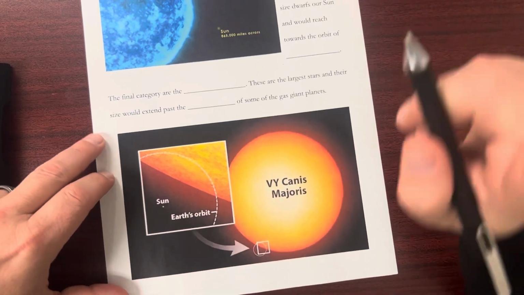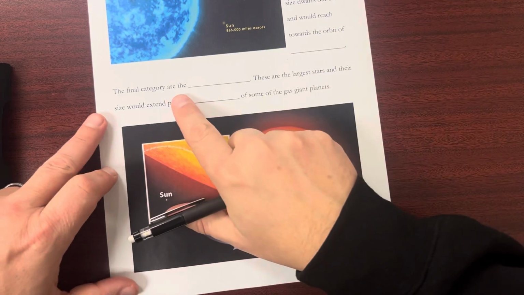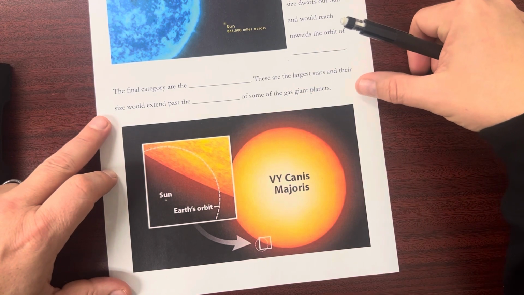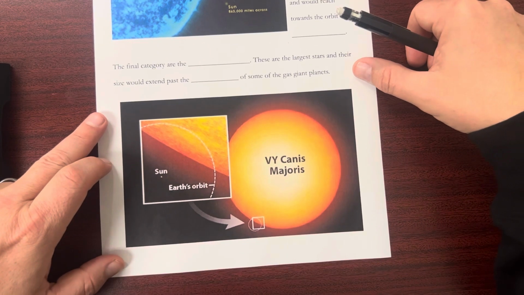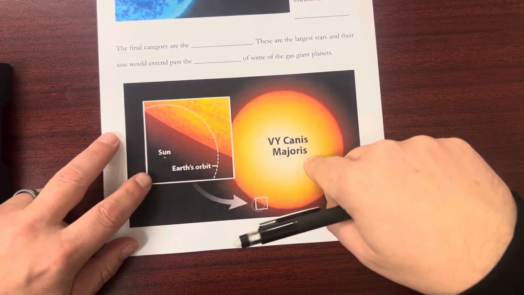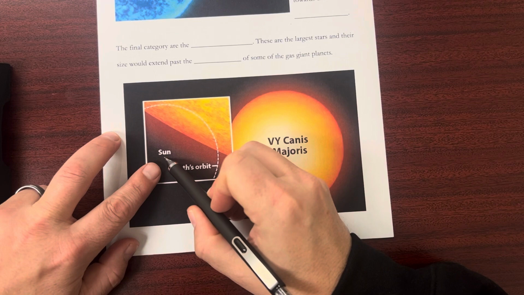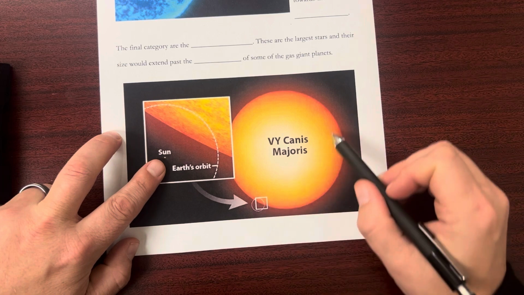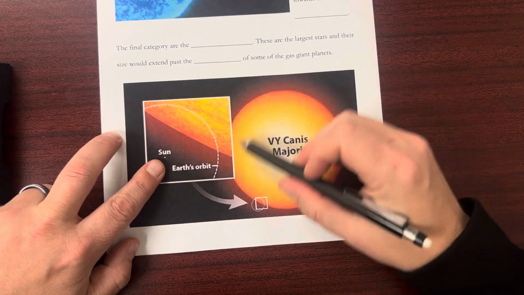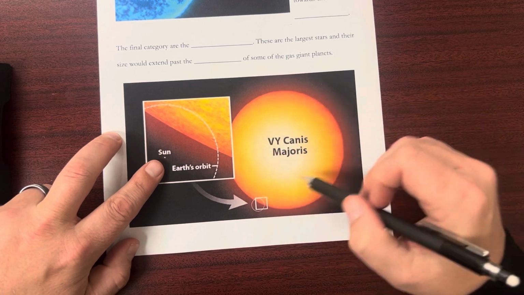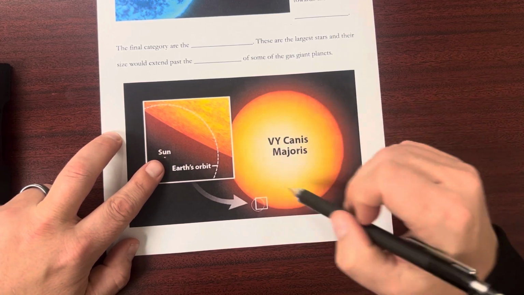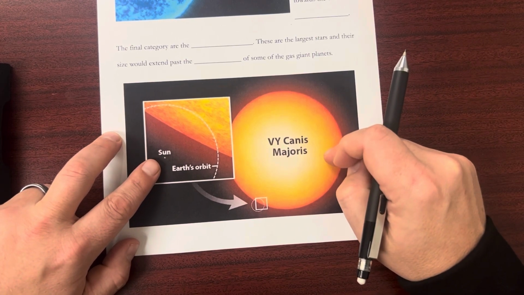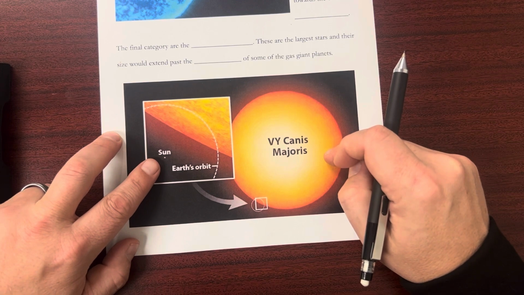But we can go one step further. The final category are the hypergiants. These are the largest stars, and their size would expand past the orbits of some of the gas giant planets. So again, we've got a comparison here where you've got the sun, this little speck, and it's zoomed in from this area. So you couldn't even see the sun in this image of this hypergiant. Our hypergiants are going to usually be in the red, red-orange category. These hypergiants would pretty much expand to the limits of our regular solar system.